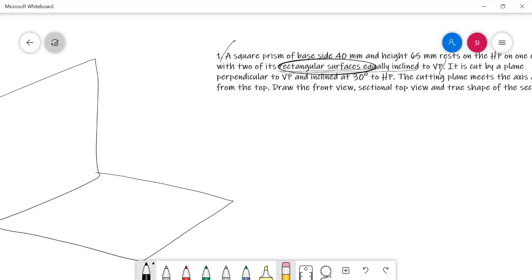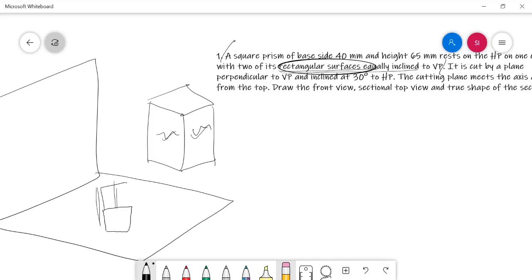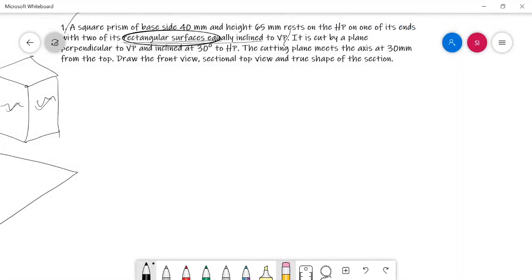Where can you find the rectangular surfaces in a square prism? Actually, the side faces of the square prism are in the shape of a rectangle. So when you rest a solid on HP, two of the rectangular surfaces should be equally inclined to VP. So how to rest the solid? By resting two of the base edges equally inclined to the vertical plane. In this way, if you rest the solid here, automatically those vertical faces will become equally inclined to VP. So by this input, we can start the answer.